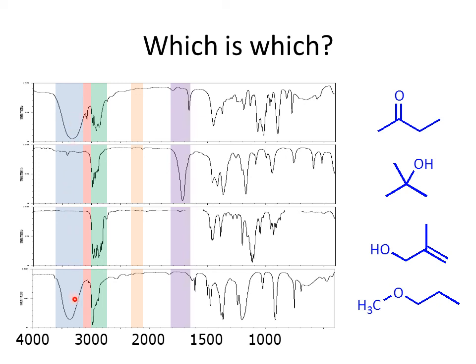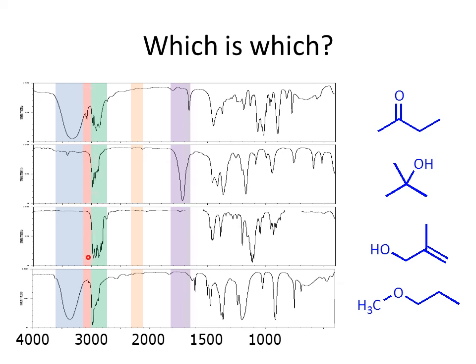This first region is characteristic of OHs and NHs. In this spectrum and this spectrum, I see a very broad signal. That broad rounded signal in that region is characteristic of OHs. Do any of my molecules have alcohols? Well, yeah, this one and this one. So this one and this one correspond to these two. Not sure which one is which yet. I'll get to that. The other 2 don't have OHs. There's no big signal here or here. So they must correspond to this one or this one.